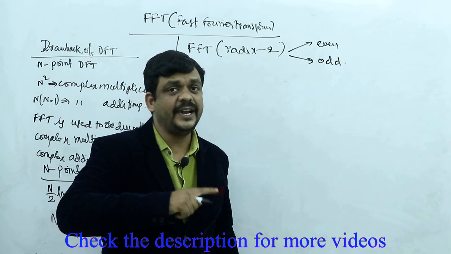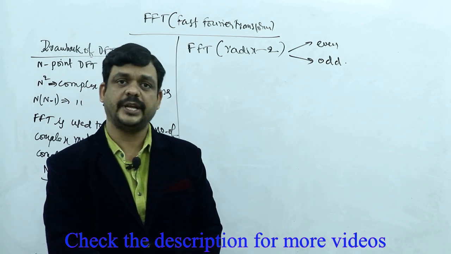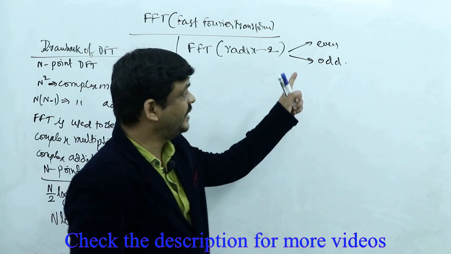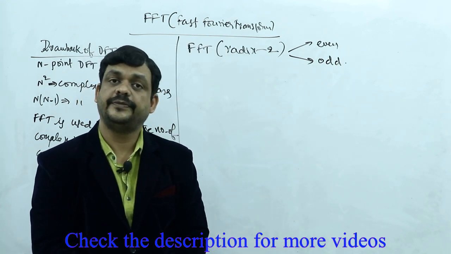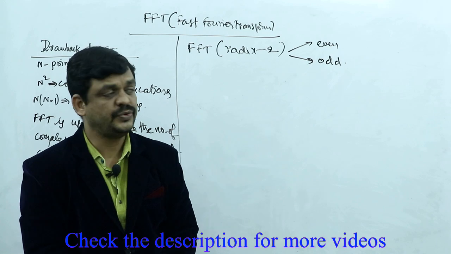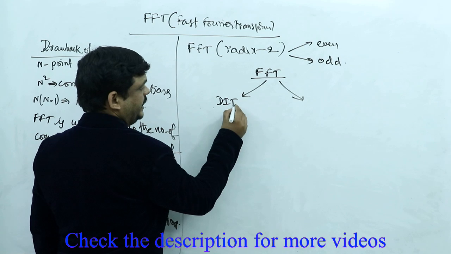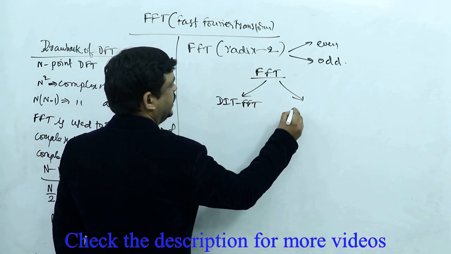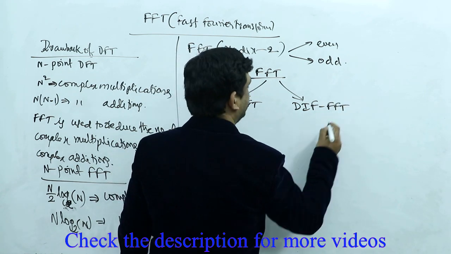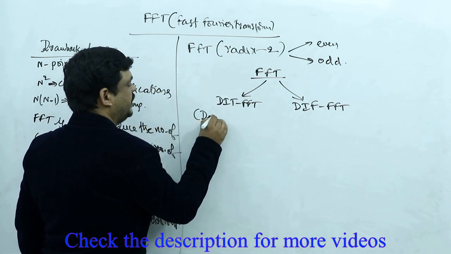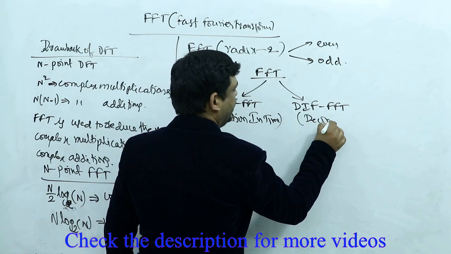If you divide this even and odd function in time domain, then it is called the decimation in time technique. And if you divide this even and odd function representation in frequency domain, then it is called decimation in frequency. So that's why for this complete FFT, fast Fourier transform, there is DIT FFT, and one more technique called DIF FFT. DIT explains the decimation in time, and DIF explains the decimation in frequency.